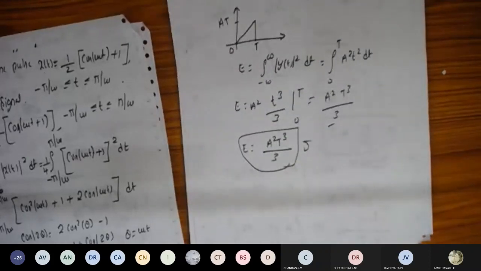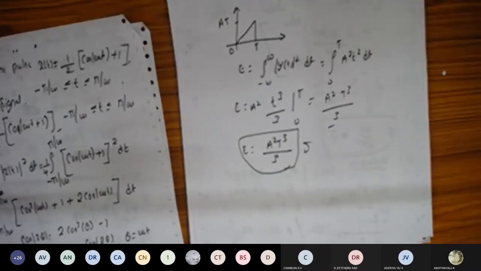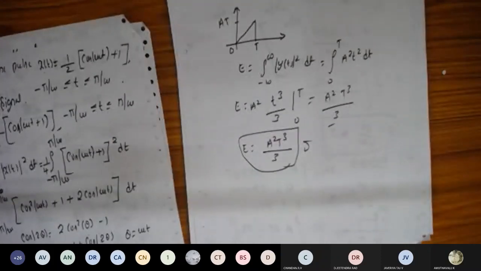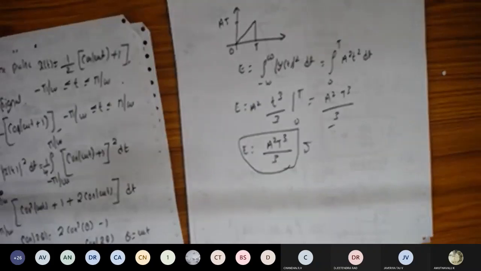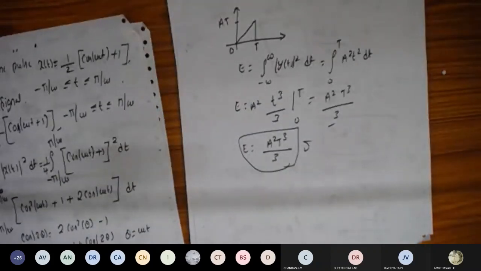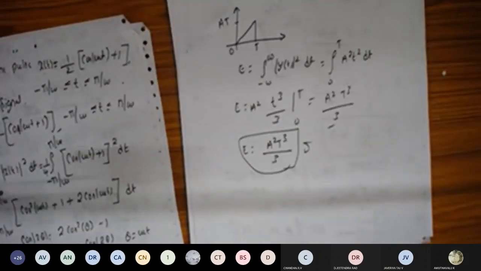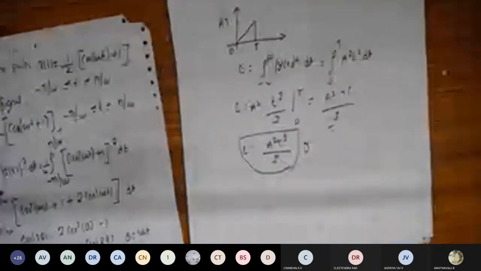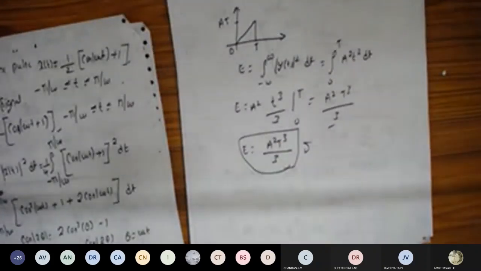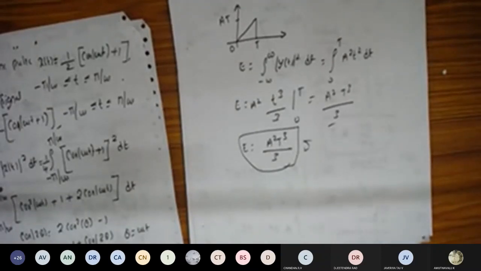Okay, any doubts? No, sir. Okay, fine. So like this, we need to integrate whenever the problem is given in terms of t. Let us go for the next problem.